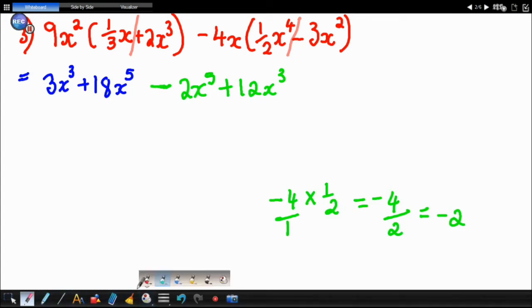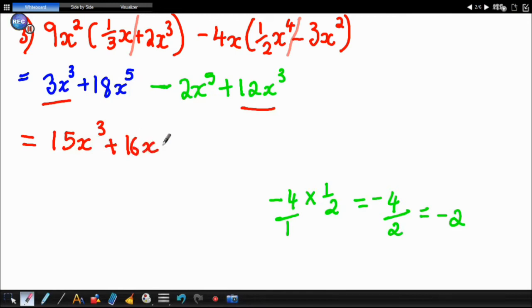Right, and then now we move on and just solve this. Let's see if we can simplify this. We see that there are like terms. We have 3x cubed and we have 12x cubed, and that will give you 15x cubed. Then we have 18x to the power 5, and then we also have negative 2x to the power 5. Those are like terms, so therefore we are going to get positive 16x to the power 5, and that's it. That is basically our answer. Moving on.